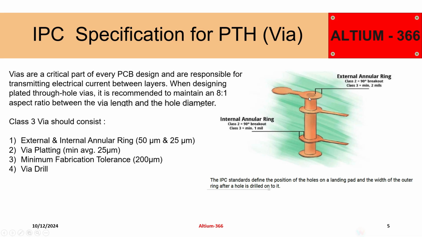An important thing is the aspect ratio. It is recommended to maintain an 8 to 1 aspect ratio between the via length and the hole diameter. As per the specification the aspect ratio is 10 to 1, but it's always better to restrict it to 8 to 1. Otherwise, the PCB manufacturer cannot guarantee that the via fabricated fulfills the class 3 requirements, meaning all the requirements given in the specification. That's why this aspect ratio is very important.